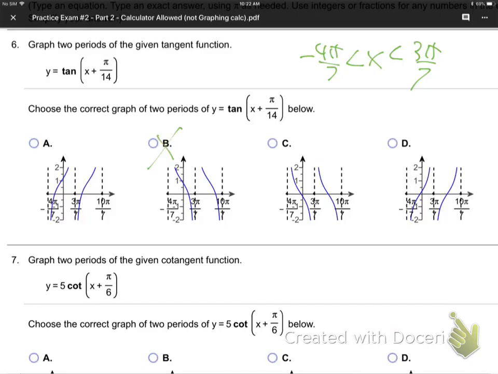So no way on B, it's going down to the right. No way on C, it's going down to the right. So B and C are out. Those are cotangent graphs, or negative tangent graphs. Either way, they're not tangent. They're not what we're looking for. So it's either A or D.